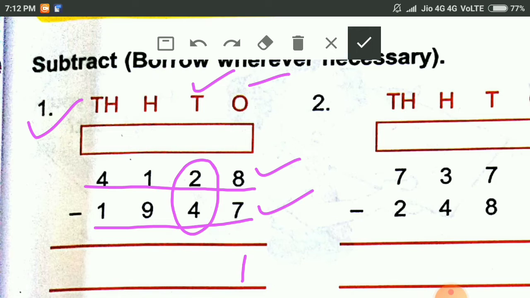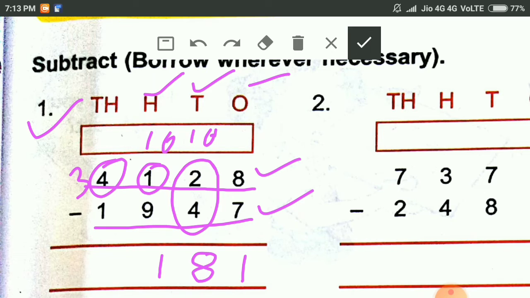So you will borrow from the hundreds place, 1 hundred, and change it into 10 tens. 10 plus 2, 12. 12 minus 4, 8. You will write here 8. Then you have 0 here. 0 minus 9. You can't subtract. So we will borrow from 4 thousands place, and it will become 10. 10 minus 9, 1. Then 3 here. 3 minus 2. 3 minus 1.